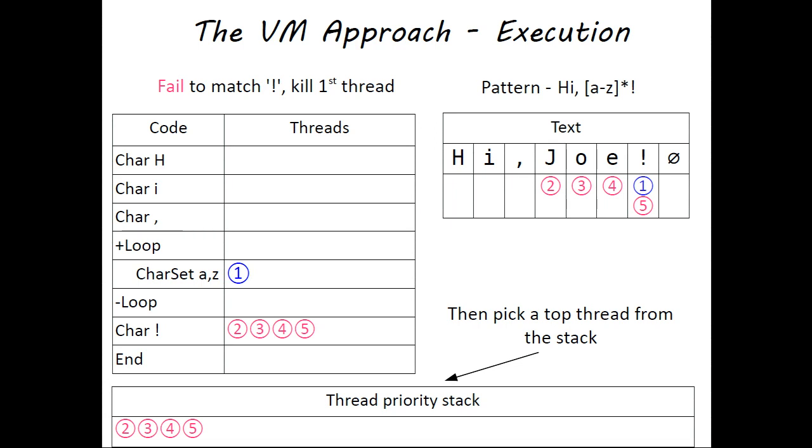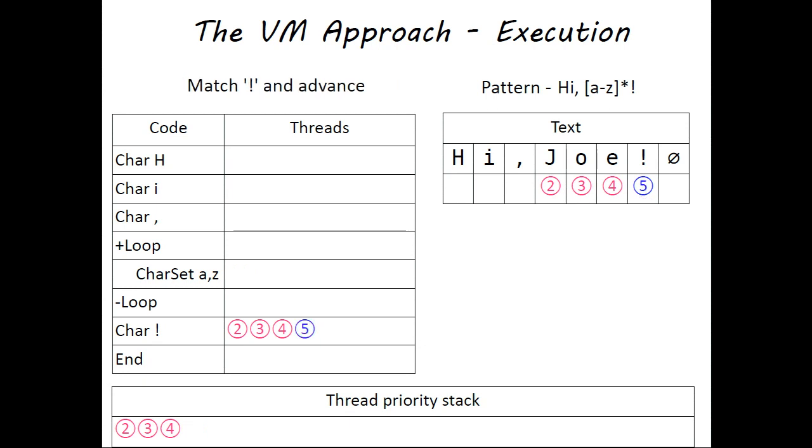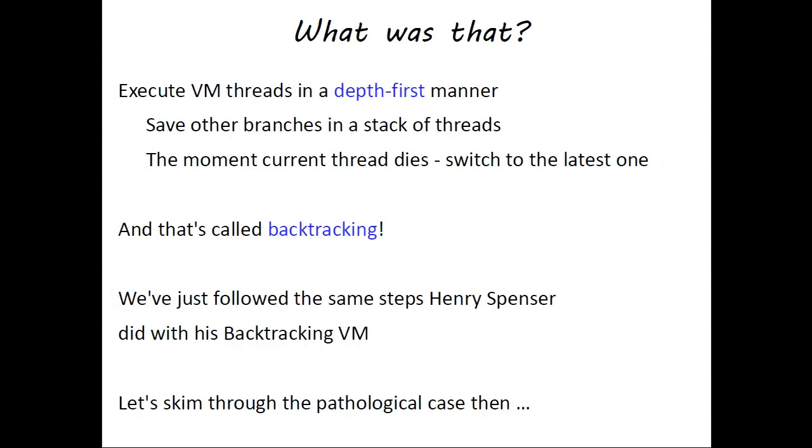And finally, character set A-Z doesn't match an exclamation mark, so the thread dies. But we have a lot of threads stashed away, so we pick the latest one and try to execute. So it matches the exclamation mark. We move inside, and this is the end, so we found the match. So what did we just do? So-called backtracking. We execute threads depth-first. Every time there is an opportunity to go one way or another way in an alternative or maybe a plain star, we save this to the stack, and then later on, if the current thread fails, we pick the latest one and move on. And this is exactly what Henry Spencer did back in 1991, maybe.